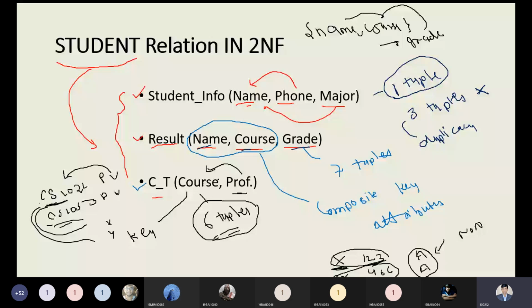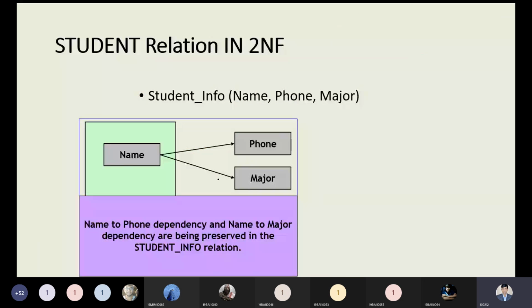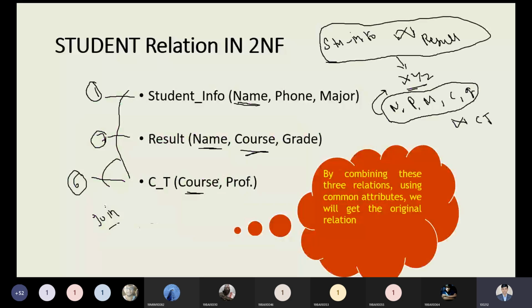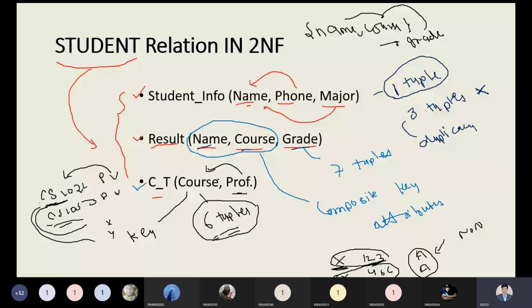Okay, so now shall I continue? Yes, sir. Sure. Okay, good. So name to phone dependency and name to major dependency are being preserved in the student information relation. From this point you can say we are getting three tuples which belong to Rohit, his phone number and his opted course like computer science. So instead of putting the three tuples, we will take only one tuple, so we are avoiding the redundancy. It will be preserved, and after applying the join operation we will get the original.